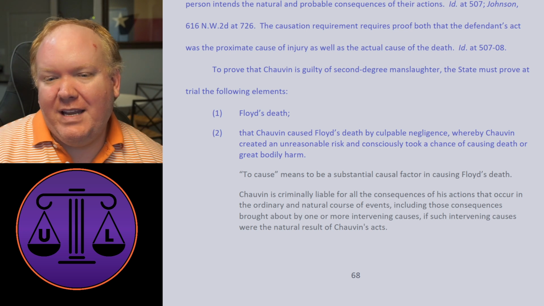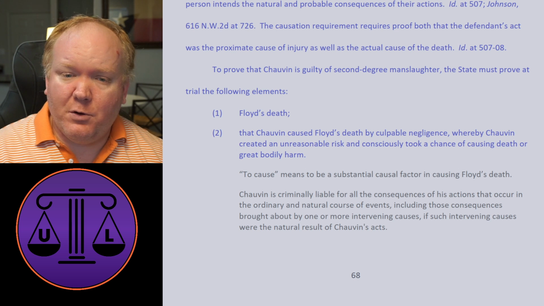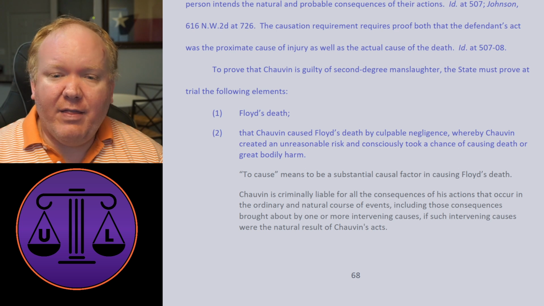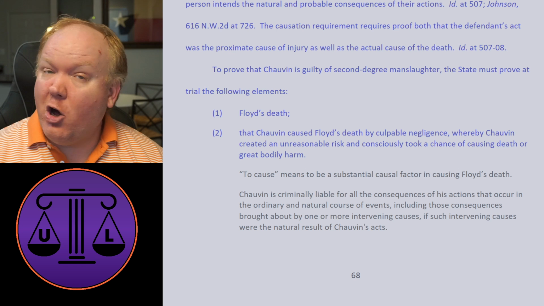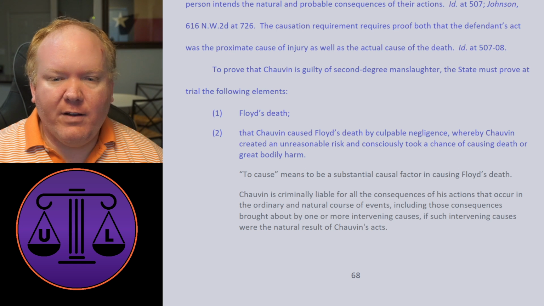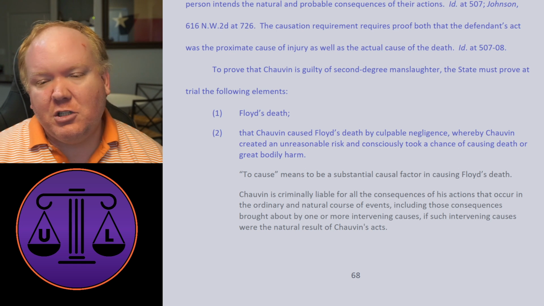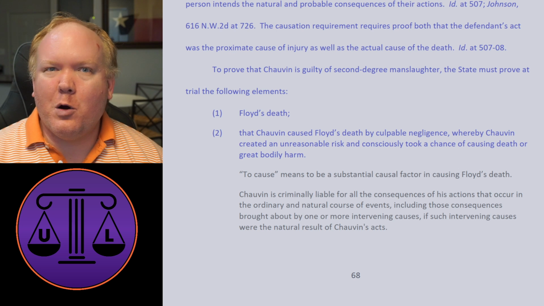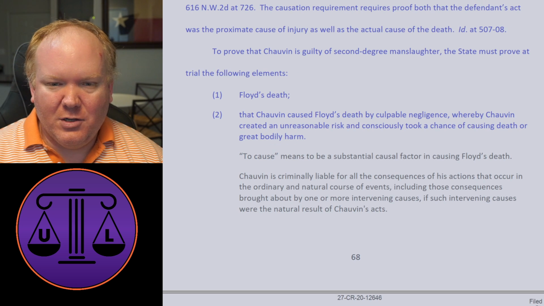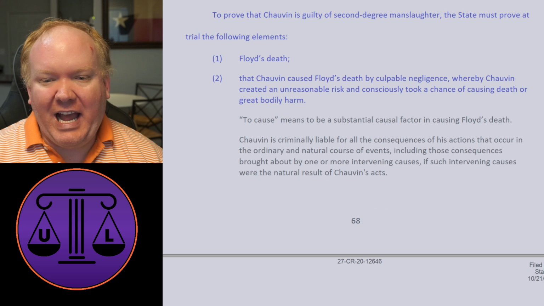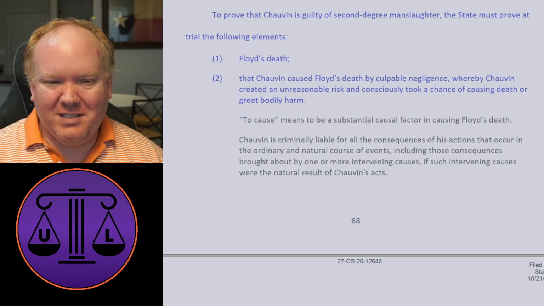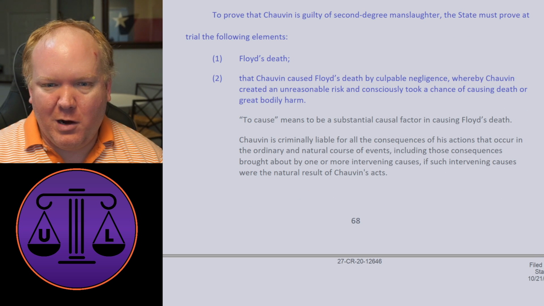To prove that Chauvin is guilty of second-degree manslaughter, the state must prove the following: that Floyd died, and that Chauvin caused Floyd's death by culpable negligence, whereby Chauvin created an unreasonable risk and consciously took a chance of causing death or other great bodily harm. To cause means to be a substantial causal factor, which just makes it like a but-for cause.